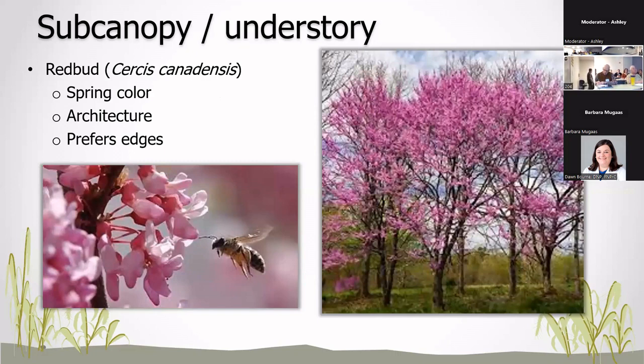Red bud, beautiful, absolutely beautiful. Cercis canadensis, spring color, I like the architecture. They tend to stay kind of bare, and then all of a sudden they do this burst. If you plant a whole bunch of them together, you get this nice open area, and then all of a sudden this mass. I really like them for that. They do like the edges.